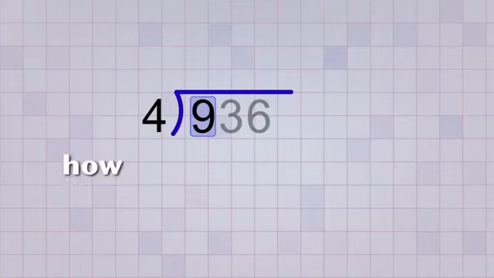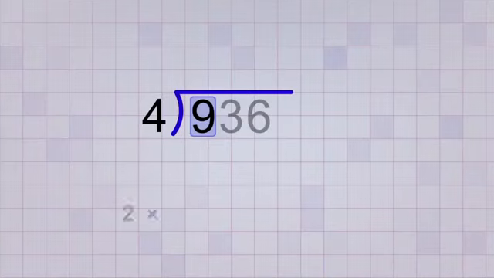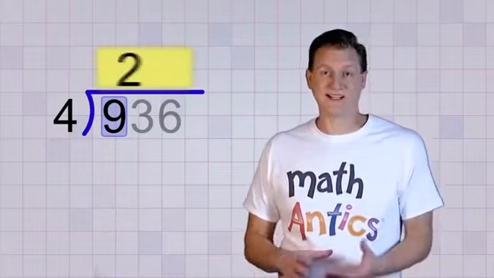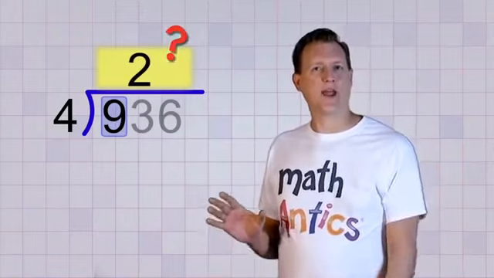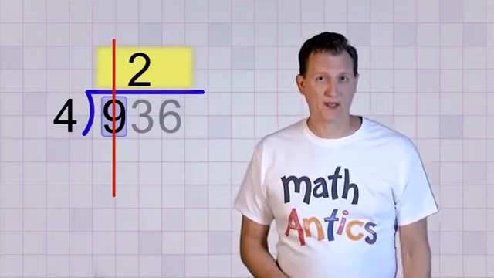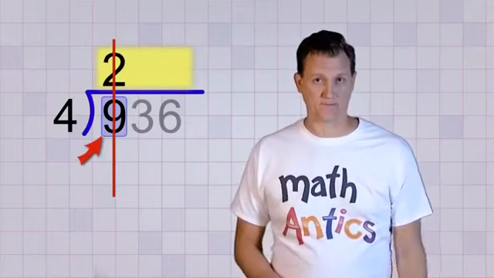So we ask, how many 4s will it take to make 9, or almost 9? Well, 2 4s would be 8, and that's almost 9. So just like before, we put the 2 in our answer spot on top of the line. But wait a minute, there's a lot of room up there. Where exactly do we put it? Well, the answer digit should always go directly above the digit we're dividing. Since we're dividing the digit 9, our 2 should go right above the 9.